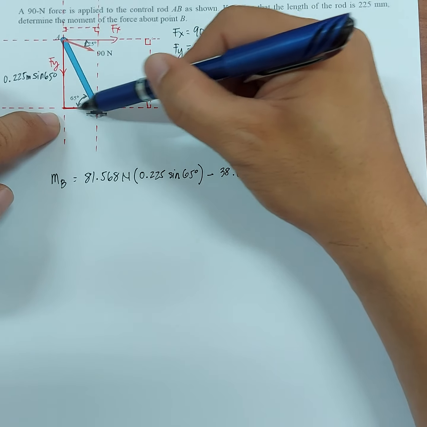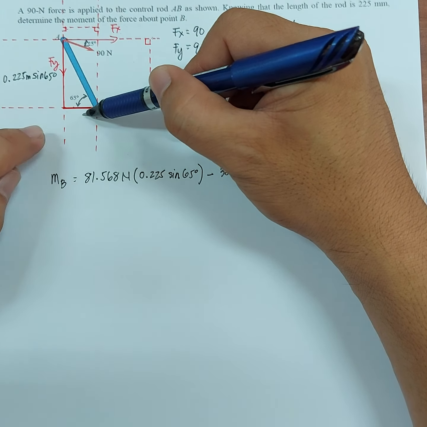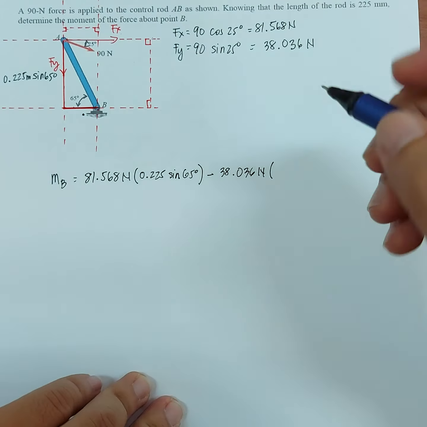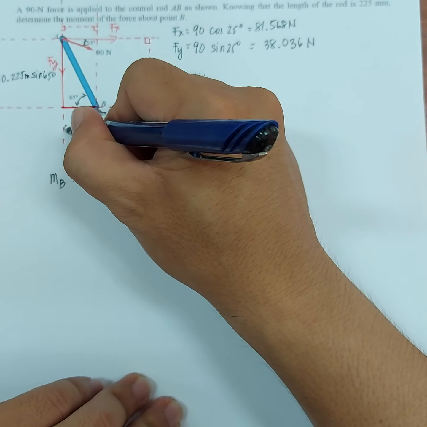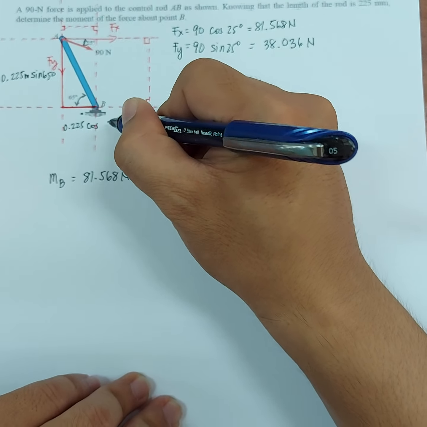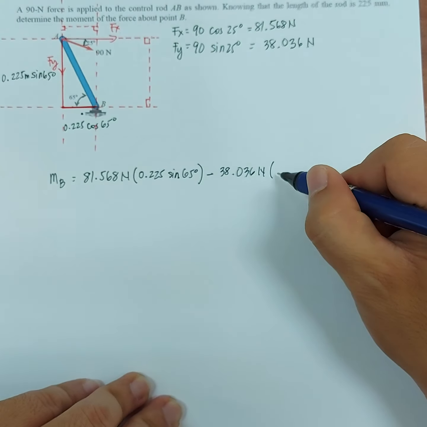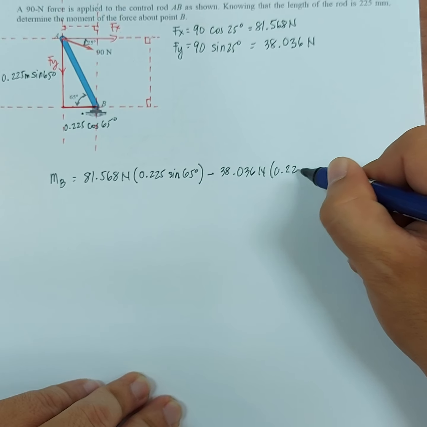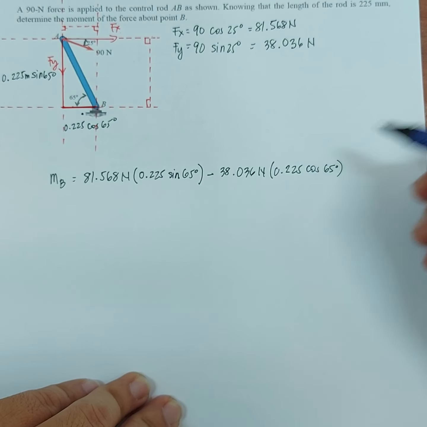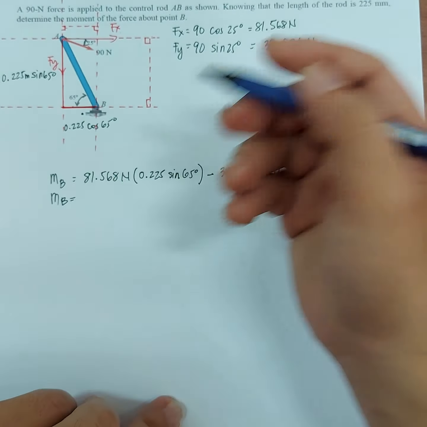Ito. Okay. So, adjacent side yan. So, it means cosine. Okay, cosine. So, that is 0.225 cosine of 65 degrees yan. So, moment arm, 0.225 cosine of 65 degrees. So, yan yung moment ng force about point B.